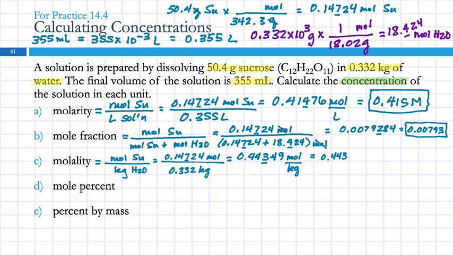And the other way we can indicate that unit is with an italicized M. So the molality is 0.443, the molarity is 0.415. They are similar in size, right? And there's very few places that you need molality, but one of those places is colligative properties, and that's what we're talking about today.